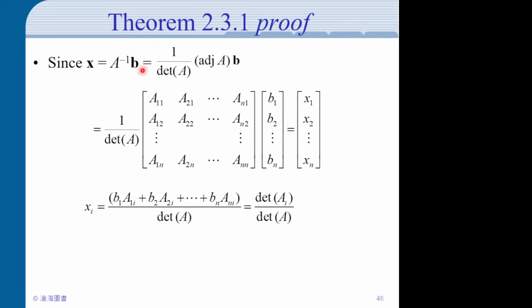So anyway, as we say, we can solve for X equal to A inverse B. By the previous thing, we know that A inverse equals the adjoint of A divided by the determinant of A, times B. So we just write down things and see how they go. The determinant of A is still here, and the adjoint of A we write it out. So it has a whole bunch of cofactors here.